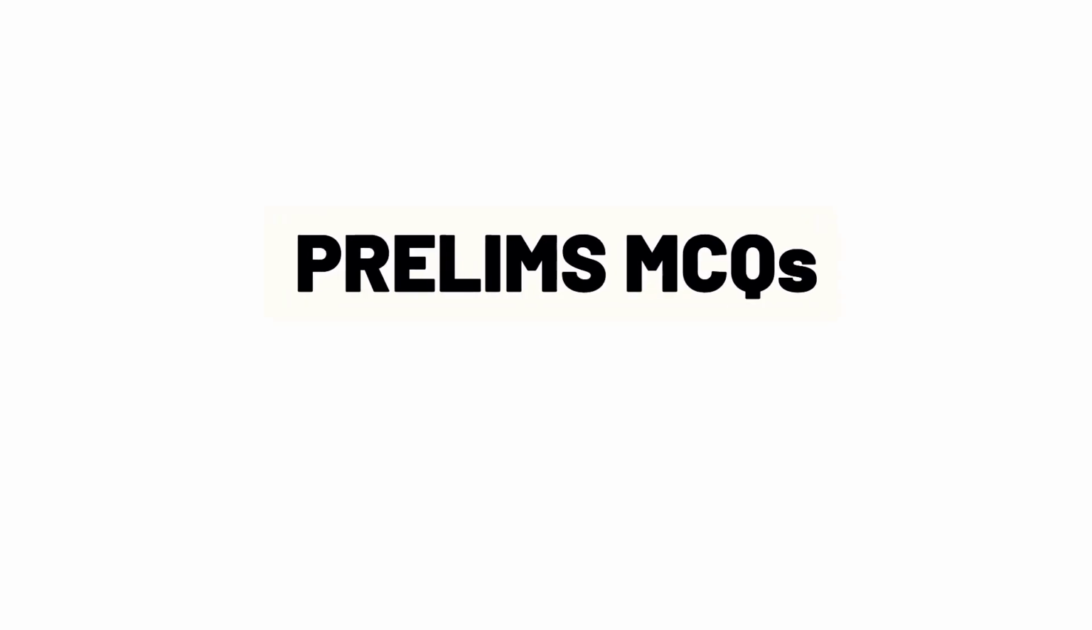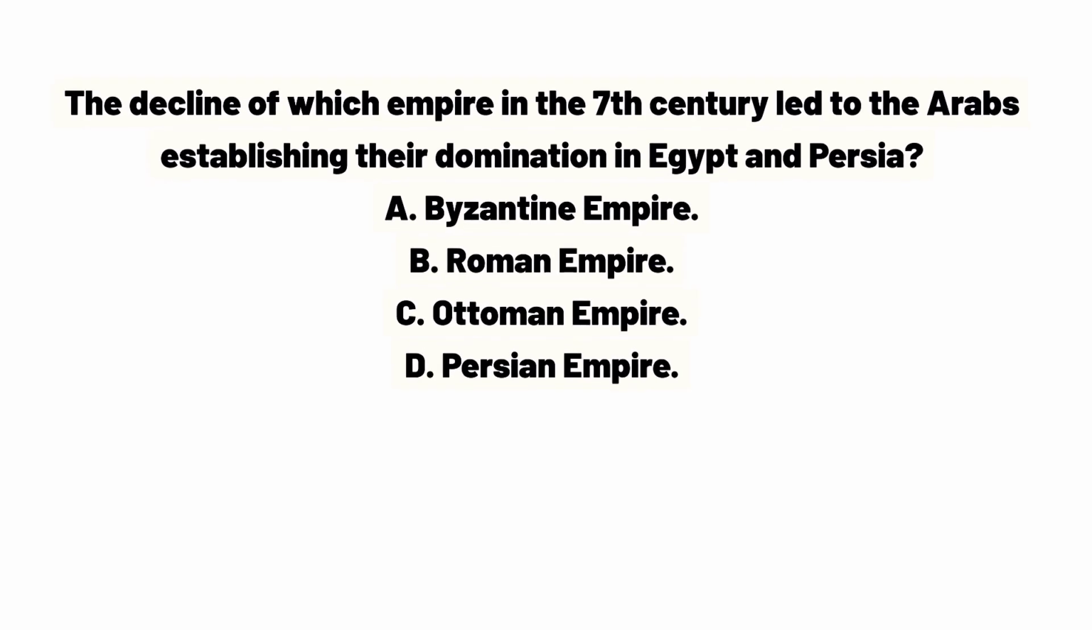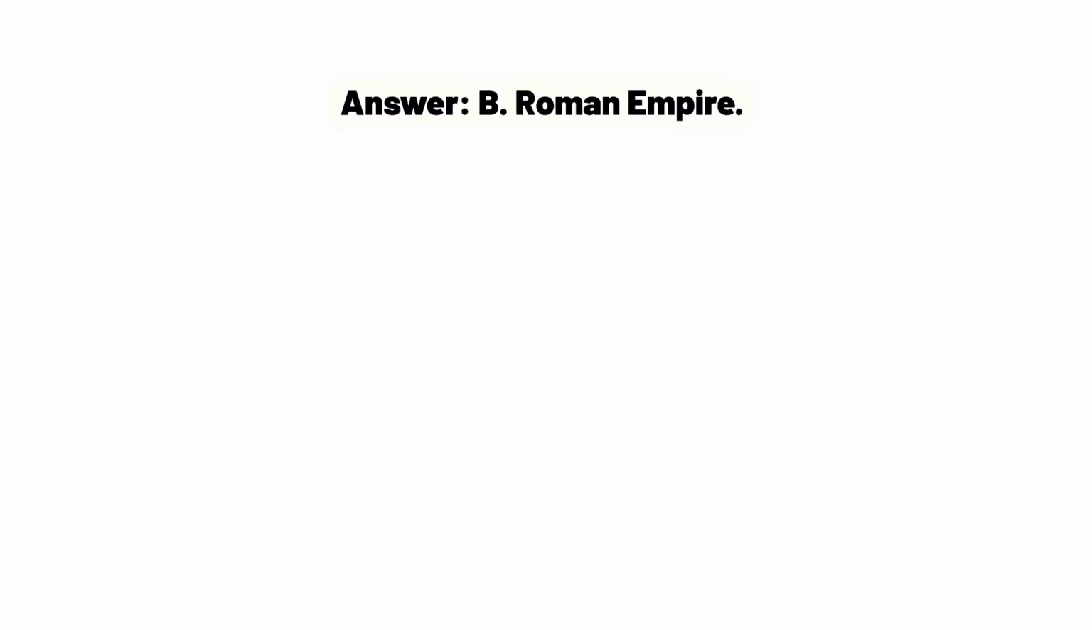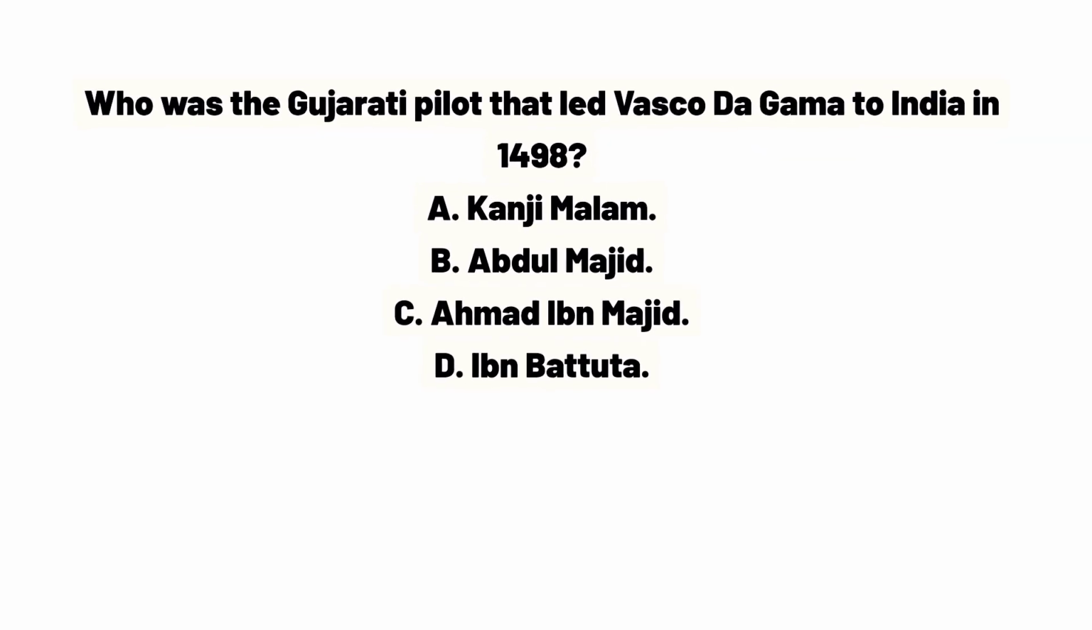Prelims MCQs. The decline of which empire in the 7th century led to the Arabs establishing their domination in Egypt and Persia? A. Byzantine Empire. B. Roman Empire. C. Ottoman Empire. D. Persian Empire. Answer: B. Roman Empire. Who was the Gujarati pilot that led Vasco da Gama to India in 1498?